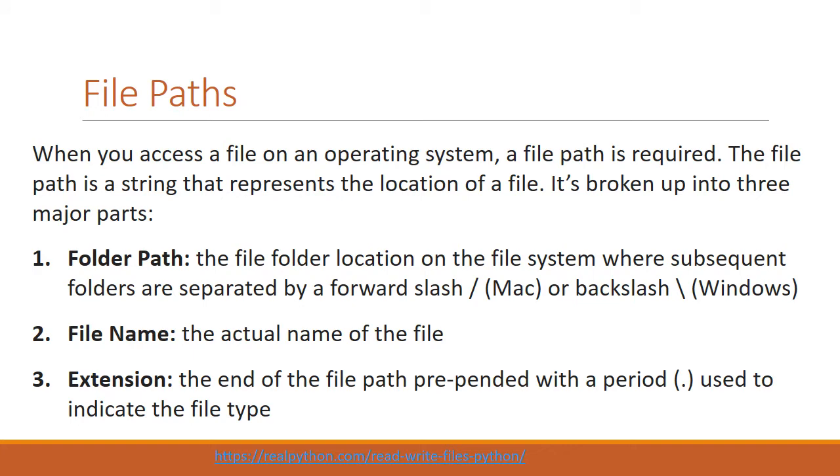When accessing a file on an operating system, a file path is required. The file path is a string that represents the location of the file, and it's broken up into 3 major parts. The folder path is the file folder location on the file system where subsequent folders are separated by a / for the Mac or a \ for Windows. The file name is the actual name of the file, and the extension is the end of the file path prepended with a period used to indicate the file type.